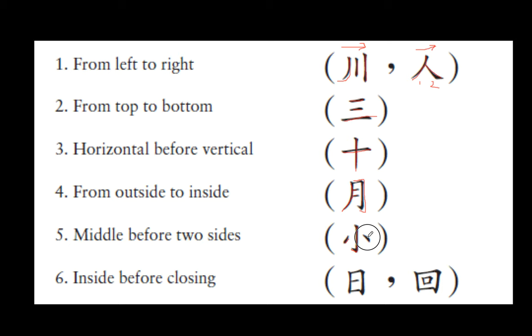Okay, number 6, inside before closing. So inside before closing. So number 1, we write the outside strokes. 竖, 横, 折, 横, 横. 竖, 横, 折, 竖, 横, 折, 横, and then closing, 横. Okay.